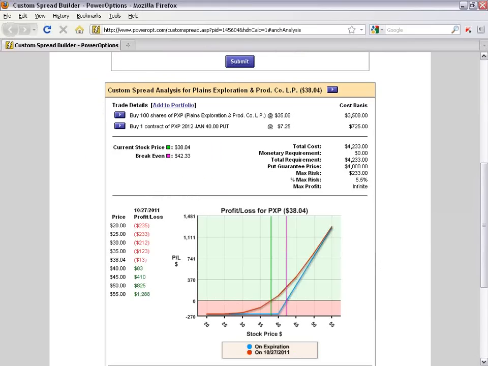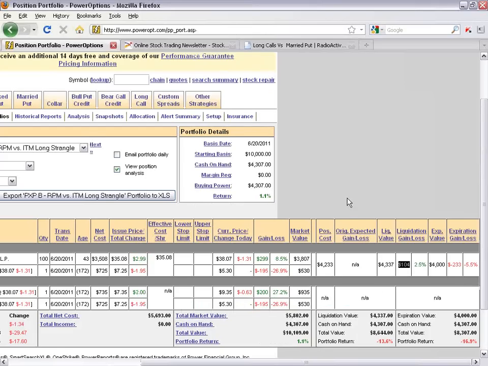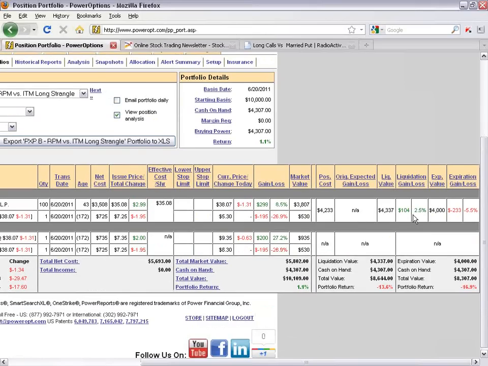My commissions, I should probably do this on the other page, shouldn't I? I'm sorry, folks. Let me go back here first. My position, okay, 104 and 2.5. My commissions, if I buy stock, my commission is $7.95. And if I buy a put option, my commission is usually around $8.70. So right now we have a 2.5% gain, 104 divided by 42.33.